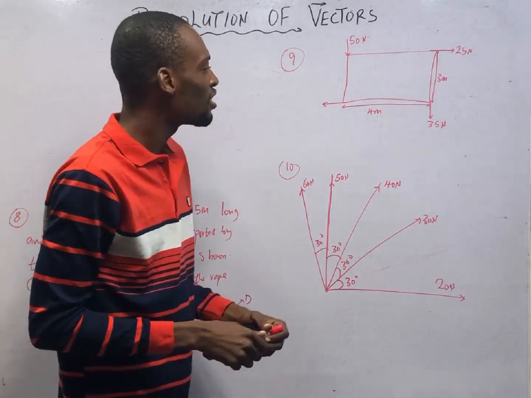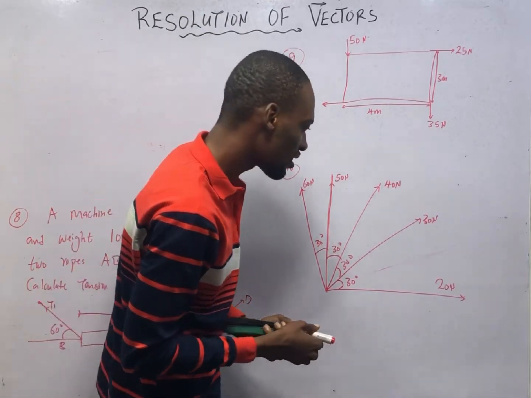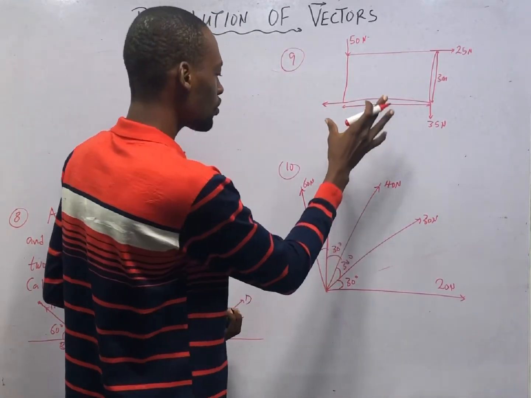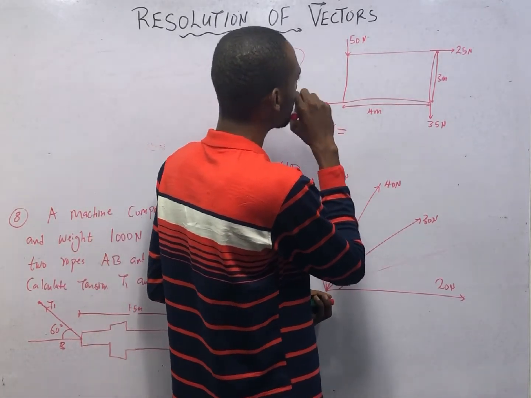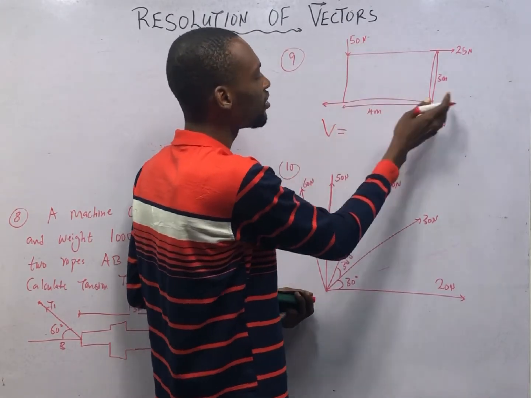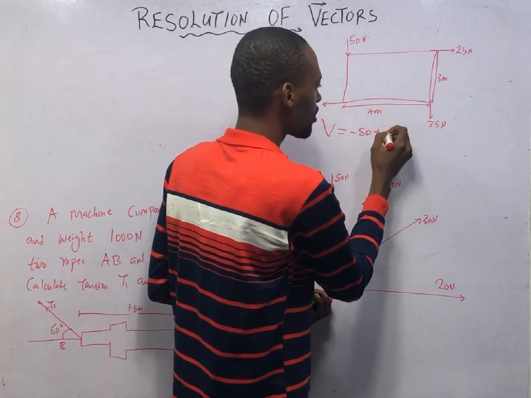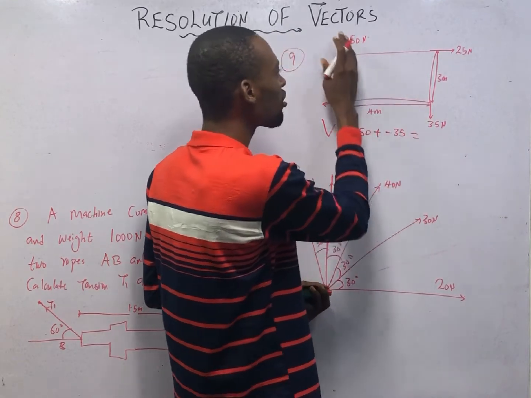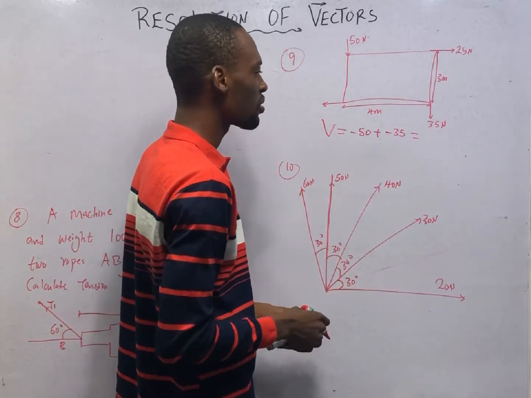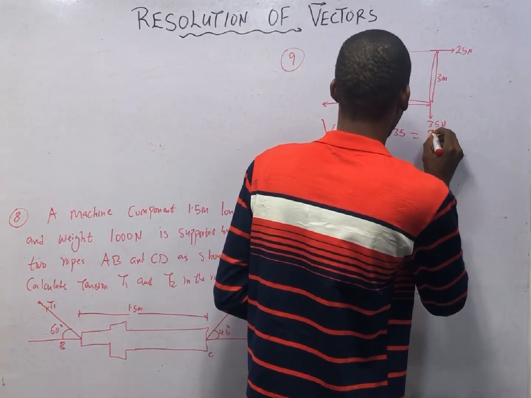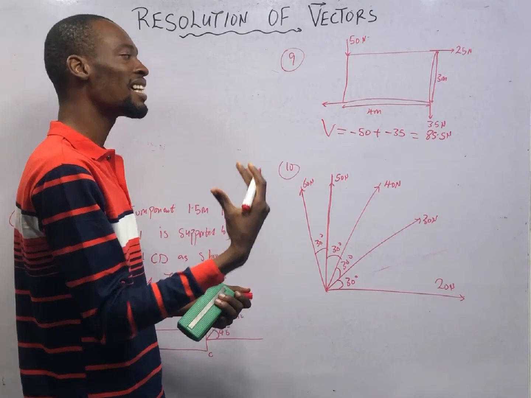In question number 9, you see all the vectors. No one is inclined. So what do you do? You simply say that the vertical components are both going down. This is going down, this is going down. So this is minus 50 plus minus 35. They are going in the same direction. You add them, but since they are going down, you can put a sense of minus. So this is minus 85.5 Newton. They are going downwards, negative axis.